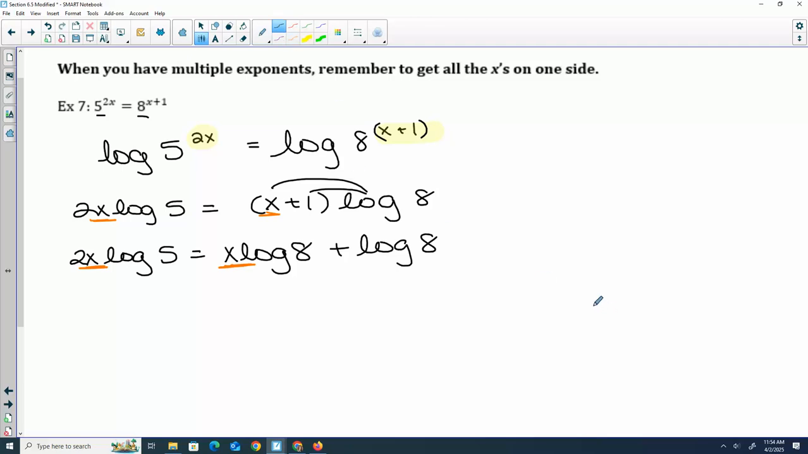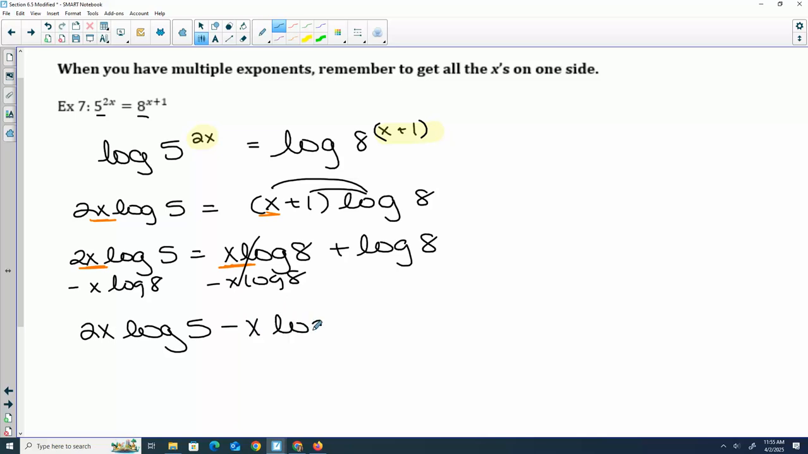What did I do now? We need the terms with the x on the same side. So what I'm going to do is subtract over this x log 8. Now, they're not like terms, so I can't actually combine them because the logs are different. So I just have 2x log 5 minus x log 8 equals log 8.